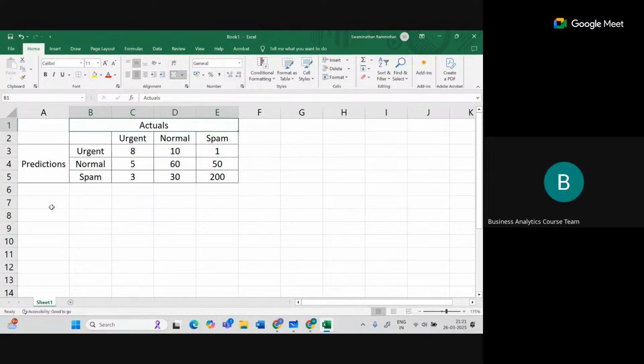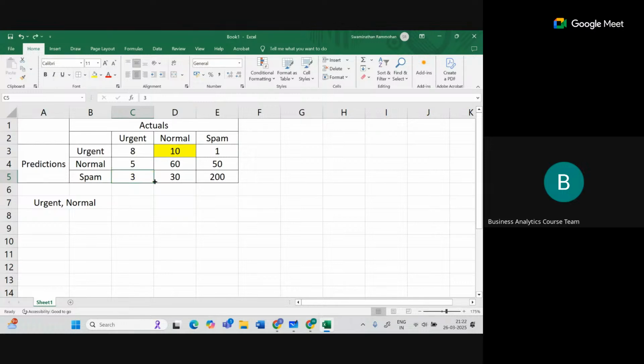Okay, so first let us break this down step by step. If I say urgent, comma normal, which observation am I referring to? Value 10. So this is the row, this is the column. So urgent, comma normal is 10. Similarly, if I say spam, comma urgent, it is 3. So what is the actual interpretation?